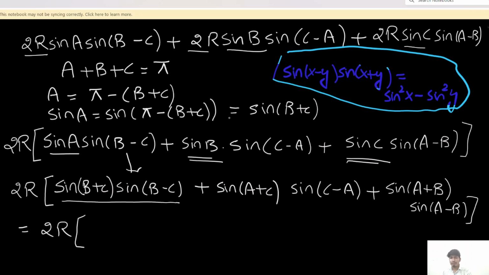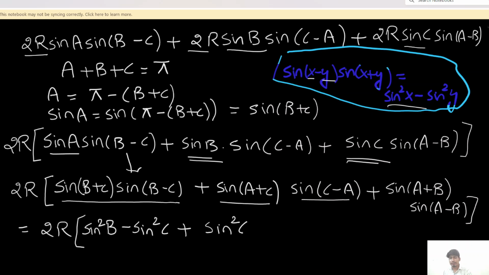Sine of x minus y into sine of x plus y is sine square x minus sine square y. Then sine of b plus c into sine of b minus c is sine square b minus sine square c. Sine of a plus c into sine of c minus a becomes sine square c minus sine square a. Sine of a plus b into sine of a minus b becomes sine square a minus sine square b. We use this identity.